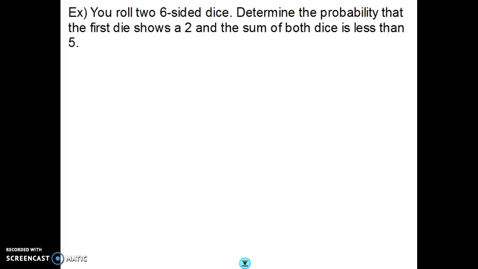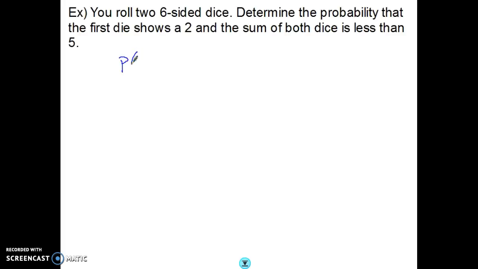Let's look at our first example. We roll two six-sided dice. Determine the probability that the first die shows a 2 and the sum of both dice is less than 5. Well, we can figure out that these are dependent events because what I roll on the first die is definitely going to affect my chances of the total being less than 5.